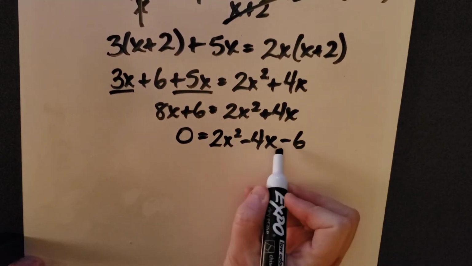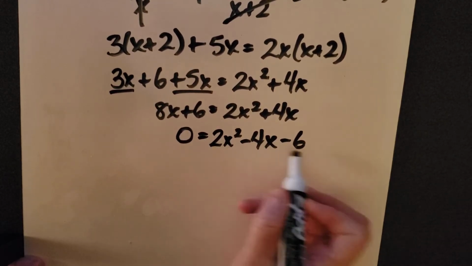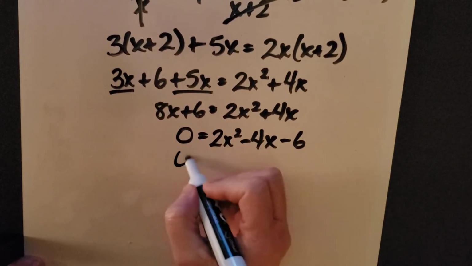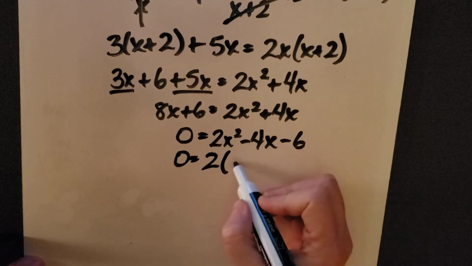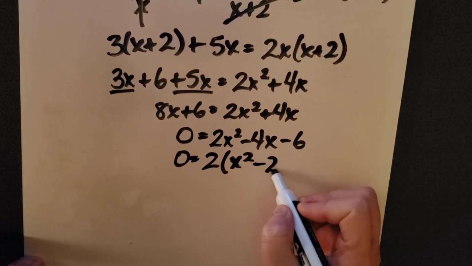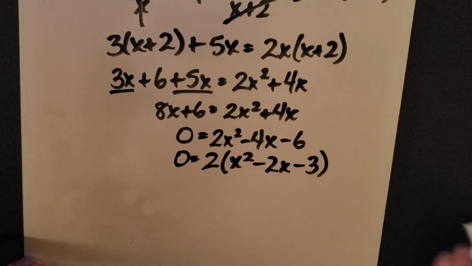Now, when I look at all the terms in this quadratic, I see that they all have a common factor of 2, so I'm going to pull out that common factor of 2. So I've got 0 is equal to 2 times, when I factor the 2 out of the 2x squared, I get x squared. Factor 2 out of this, I get a negative 2x. And factor the 2 out of the negative 6, I get a negative 3.